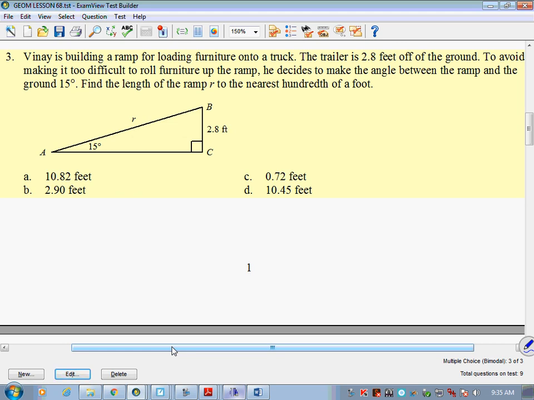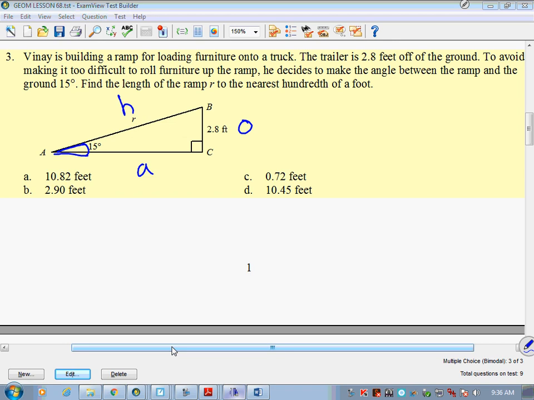Okay, so the first thing we're going to do is identify the angle that we're working with. What angle am I working with? A, B, or C? What do we think? A, because that's the angle that I have a measurement for, right? Now let's go ahead and label all our sides: opposite, adjacent, and hypotenuse. What is 2.8? Opposite. What is AC? Adjacent. And what is my R? Hypotenuse.